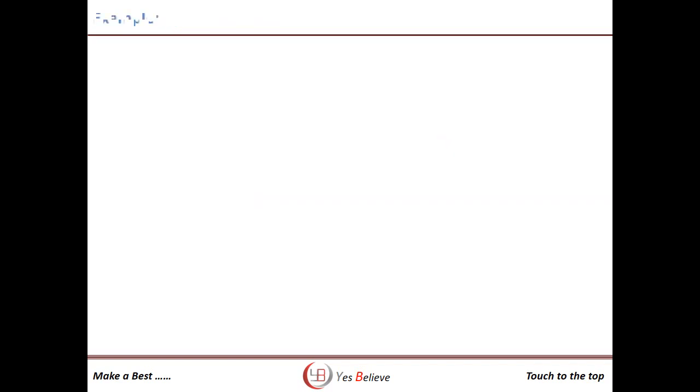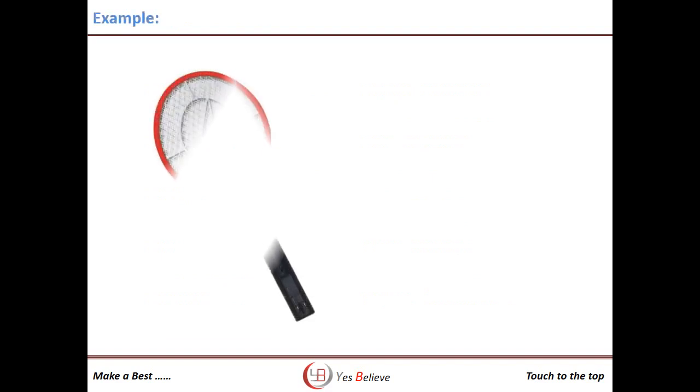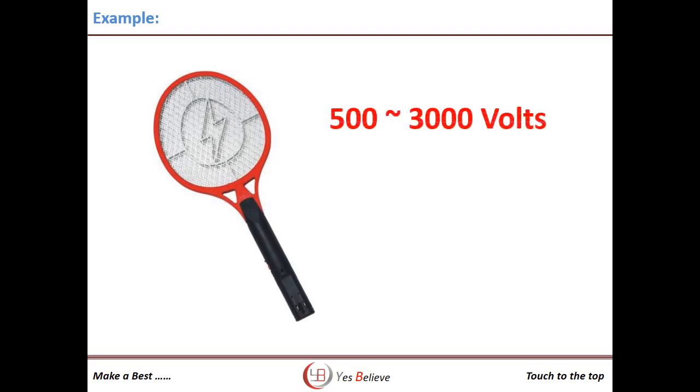Let's check an example to explain this point. You all have seen the mosquito bat. You know when a mosquito comes in contact with the bat, it gets totally burnt. This is due to the higher voltage. Do you know how much voltage a mosquito bat can generate? It is around 500 to 3000 volts. Now again the similar question, why does a human not get any harm by the higher voltage?